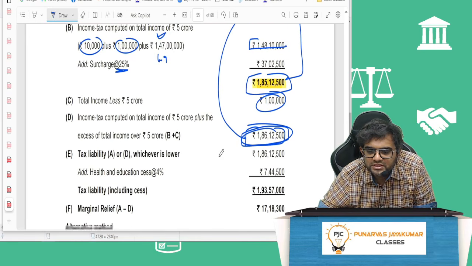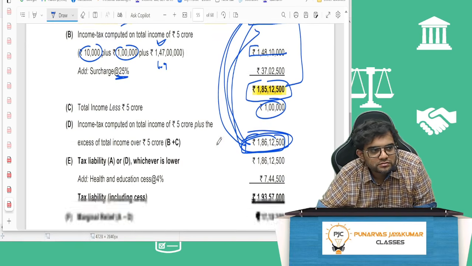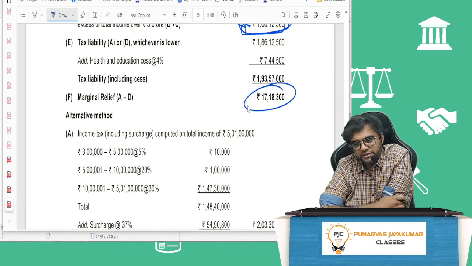So you add all that cess and all that, but what is the marginal relief? This minus this. 17 lakh 18,300. Got it? Simple.